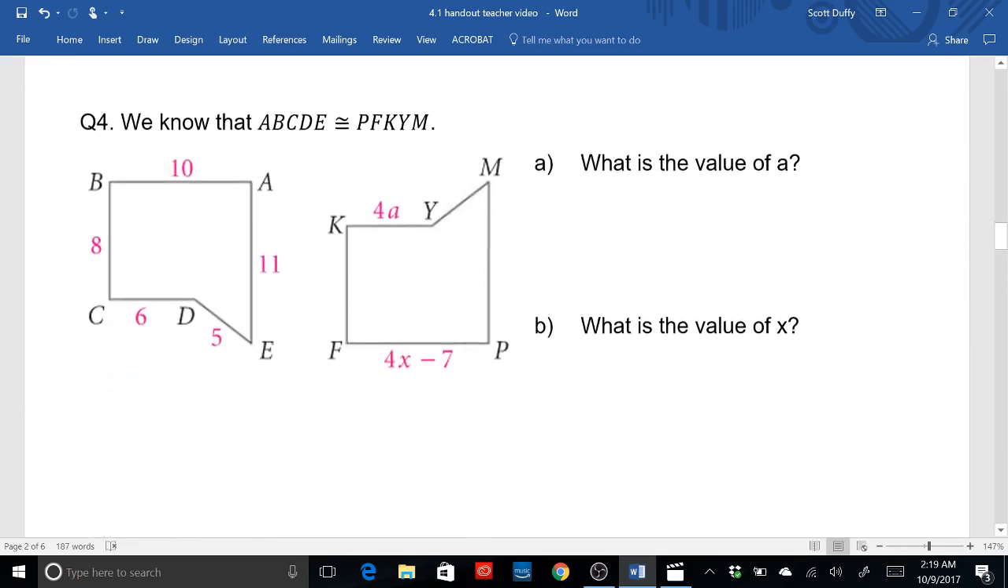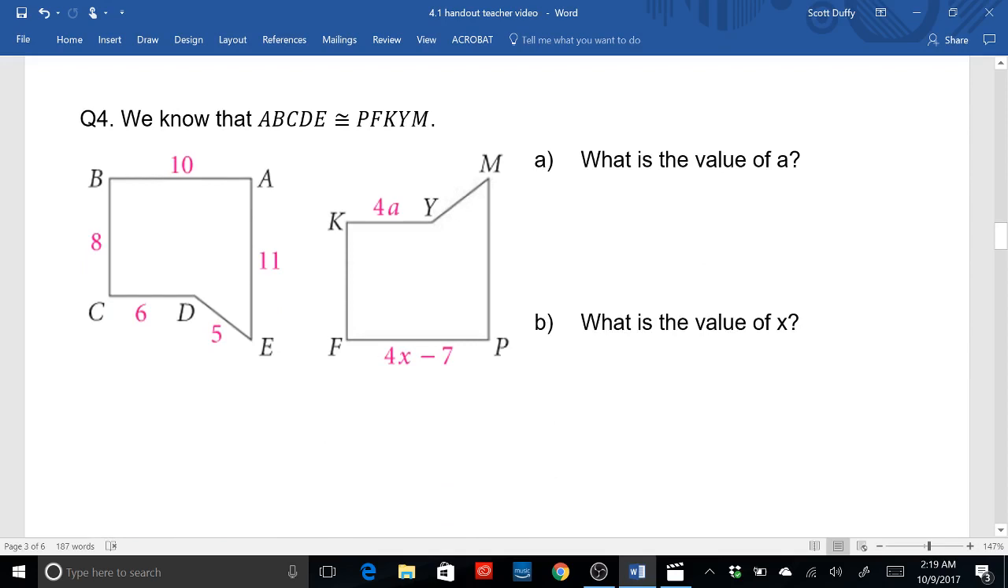Moving on. Pause the video, do this one on your own. Make sure that you realize which sides are corresponding to each other, set them up equal to each other, and solve for the value of A and then also the value of X.